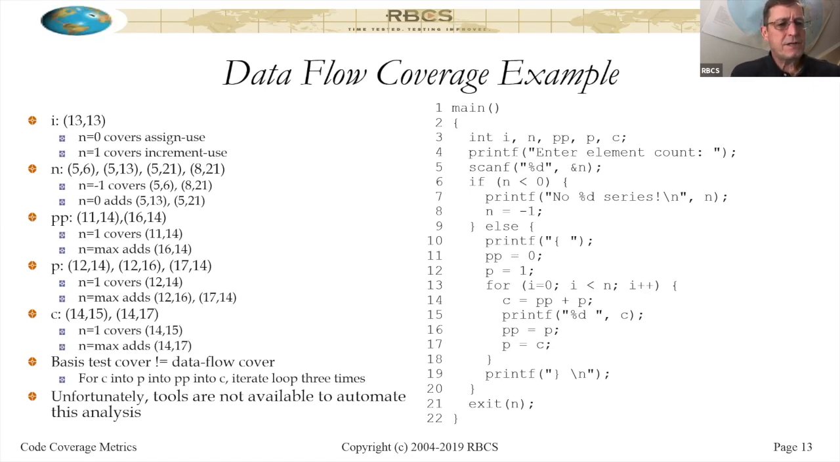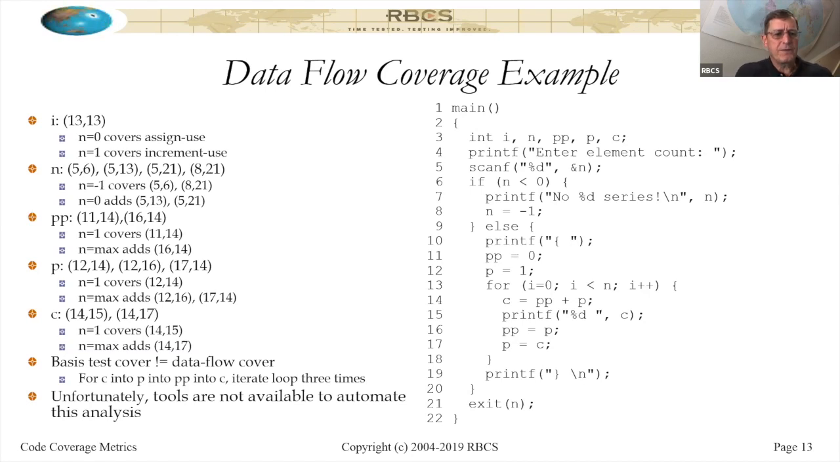So in this case, if I just run the test that basis path coverage is suggesting for me, which was -1, or any negative number really, 0 and 1, you can see that I would get set use pair coverage for I and for N, but I would not get set use pair coverage for PP, P, and C, because I have to iterate the loop. I said max, but it's really 3. 3 is sort of the magic number to get to the set use pair coverage.